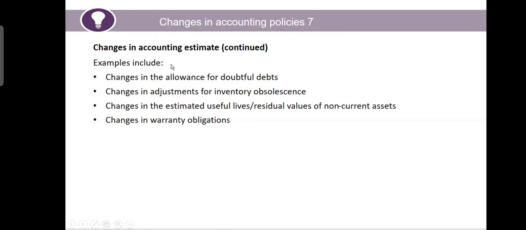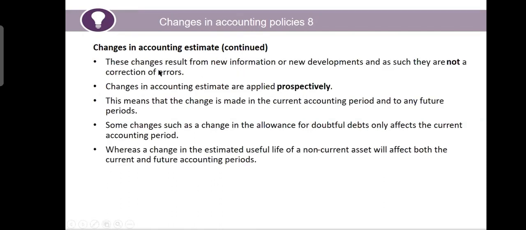So estimates include changes in the allowance for doubtful debt. Like previously you were doing 2% allowance. Do you think that 2% is not enough? Let's make it 2.5%. Or changes in adjustments for inventory obsolescence. You think that 3% of the inventory becomes obsolete. Now it is not probable, you make it 2%. Changes in the estimated useful lives or residual values of non-current assets. Or changes in warranty obligations. You generally can change all of these things because these were your estimates before and you have a right to change them. These changes result from new information.